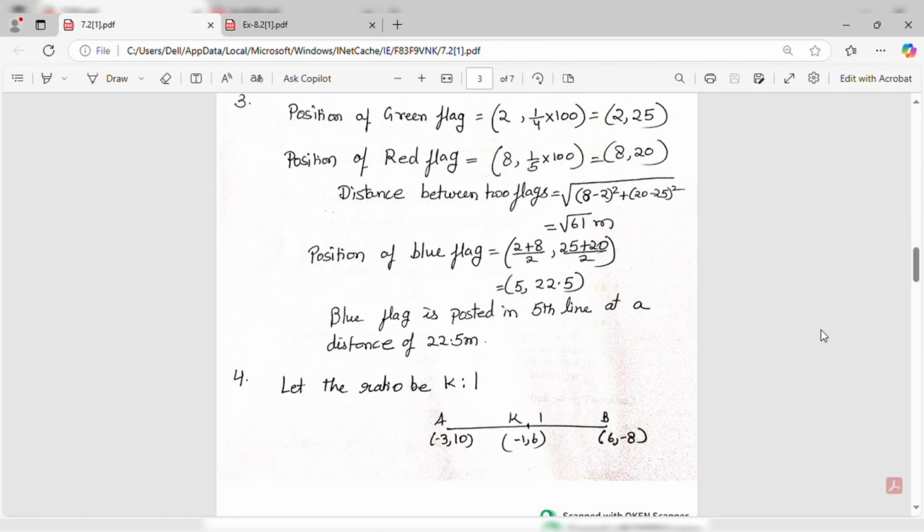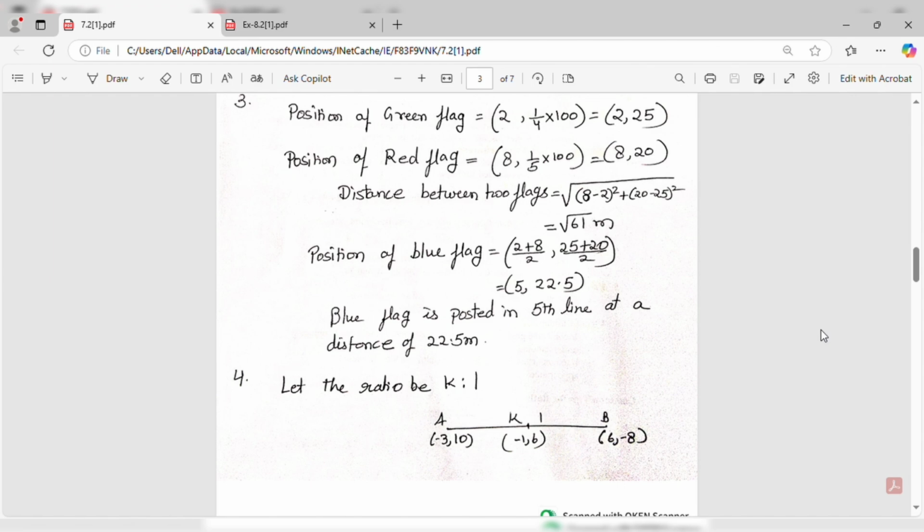And if Rashmi has to post a blue flag exactly halfway between the line segment joining these two flags, where would she post her flag? So the position of the green flag would be (2, 1/4 into 100). So the position of the green flag would be (2, 25). Similarly, the position of the red flag would be (8, 20).